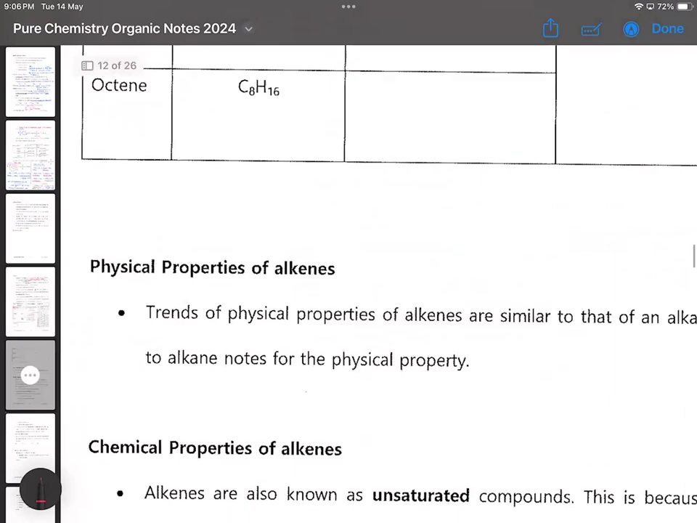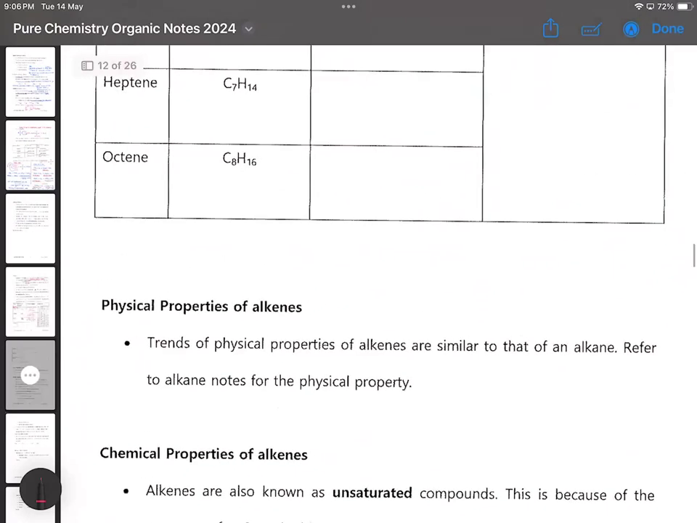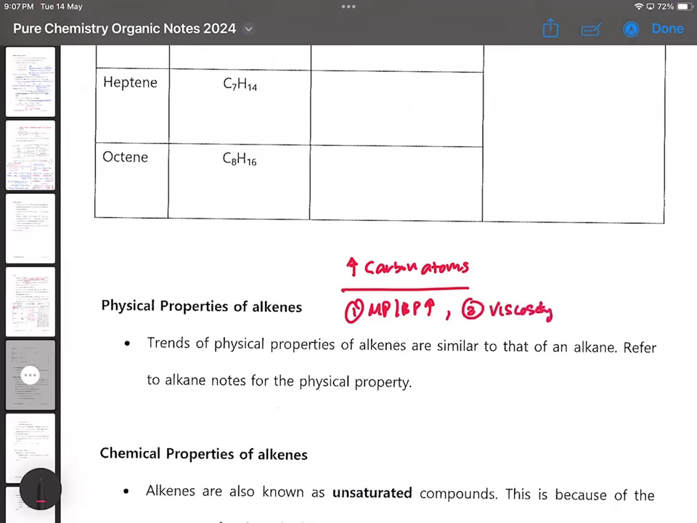Okay, and then physical trends, exactly the same as alkane. So you don't have to do it again. In the same case as what we did just now, just a quick one, with an increase in the number of carbon atoms, the 3 trends are: number 1, melting and boiling point increase. Number 2, it gets more viscous, viscosity increases. And number 3, the ability to burn, flammability, will drop. It's exactly the same as what we did in alkanes.